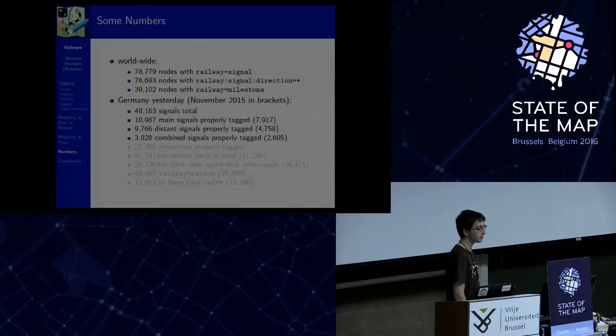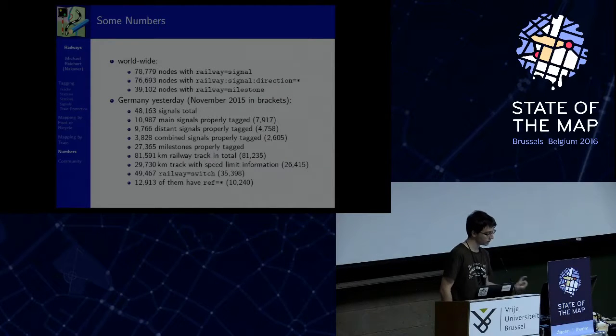11,000 of them are main signals. Almost 10,000 are distant signals, and almost 4,000 are combined signals. Combined signals are signals which combine the main aspects and distant aspects. We have 27,000 milestones, and more than a third of the railway tracks have speed limit information. That's nice to render. And 13,000 of 50,000 points already have a reference number.